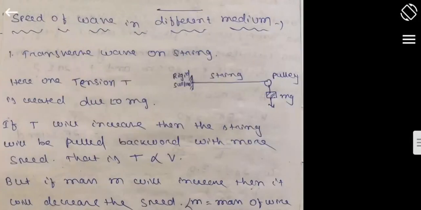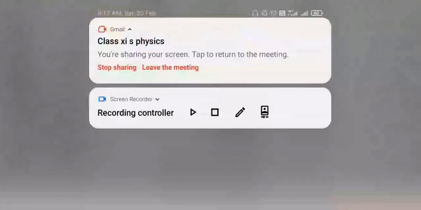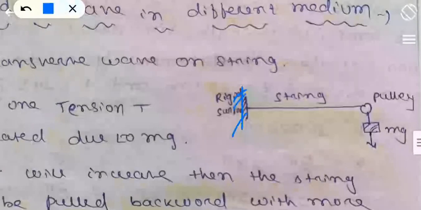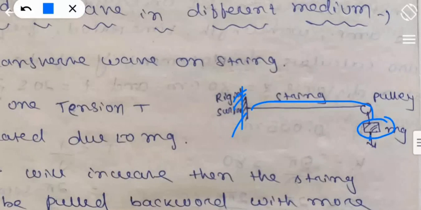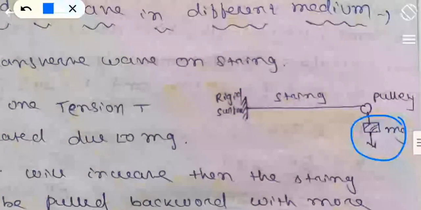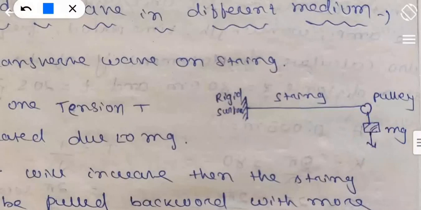See here in this diagram, as you can see clearly. To a rigid surface, one string is attached, crossing over a pulley, and after that a weight is attached here. If you attach the weight, then a tension is going to be produced. If you increase the weight, if you increase the mass, then obviously the tension will also increase.